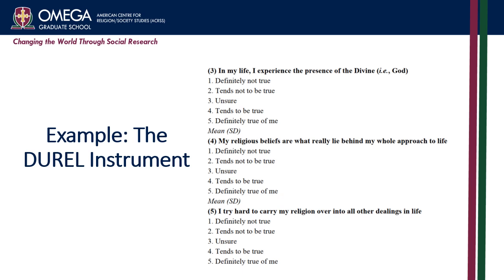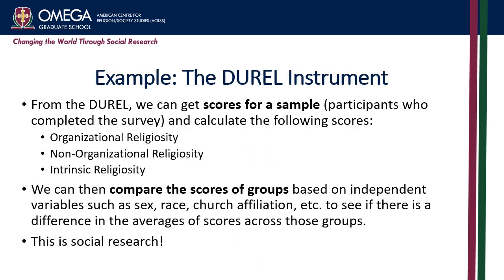So let's look, for example, at these questions. In my life, I experience the presence of the divine, that is God. And there are 5 ratings: definitely not true, tends not to be true, unsure, tends to be true, or definitely true of me. And you can see the rest of the questions here on this slide. So what the DUREL does is it takes those questions and ends up calculating 3 variables that can be used for measurement. So in this example, from the DUREL, we can get scores for a sample, that is the participants who completed the survey, and calculate scores for the following variables: organizational religiosity, non-organizational religiosity, and intrinsic religiosity.